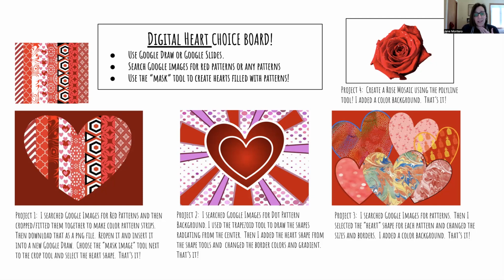Project number 2 is adding a dot pattern background, which is similar to what my students have already done with the Pop Art Wow project that I teach based on Roy Lichtenstein. Project number 3 is again to search for patterns and use the mask image tool to create a bunch of different hearts on it. Project number 4 is to create a mosaic. They've already done this with their animal projects using the polyline tool and some sort of rose or red image of some kind. So next up, let me show you a couple more.